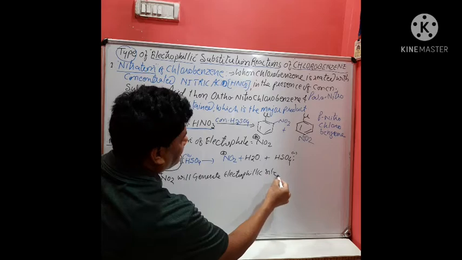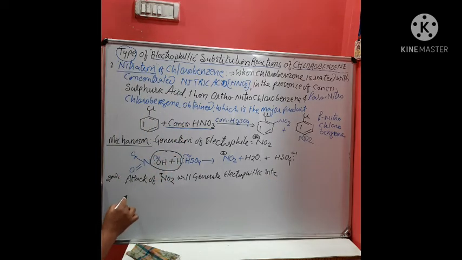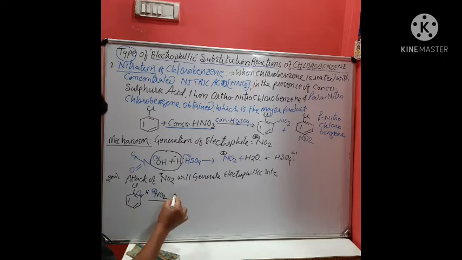Electrophilic site. So now the chlorobenzene, this is Cl, there is H, and now NO2 is attacking here. But when it comes close, the first attack will not take place. The pi electron is shifted towards the adjacent carbon atom. That is called the generation of electrophilic site. So here the generation of electrophilic site takes place.